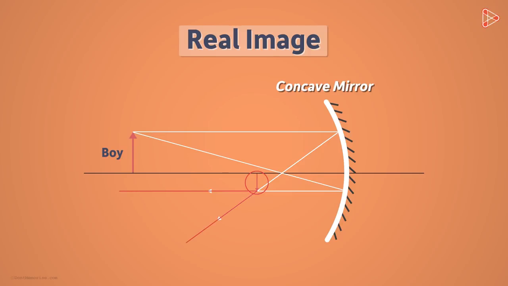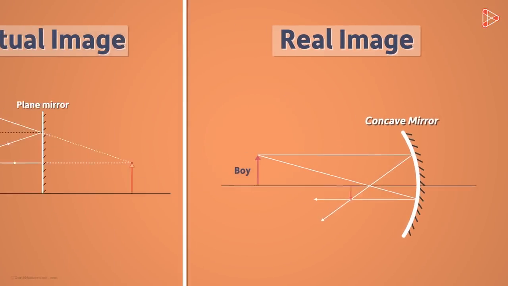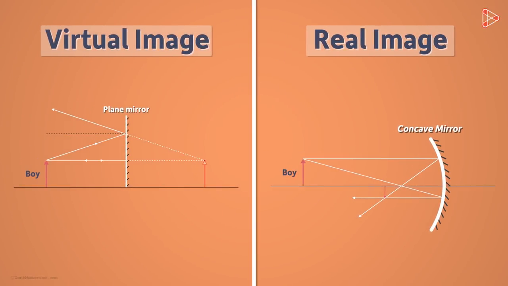When we look at the real image formed by a concave mirror, it also seems to us that the light rays are diverging. But here the rays actually are diverging from a point in front of a mirror. Whereas in the case of a plane mirror, it appears to us that the rays were diverging from the point behind the mirror. So did you understand the difference between a virtual image and a real image?